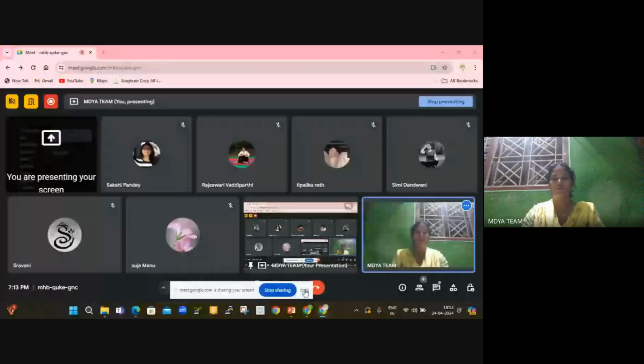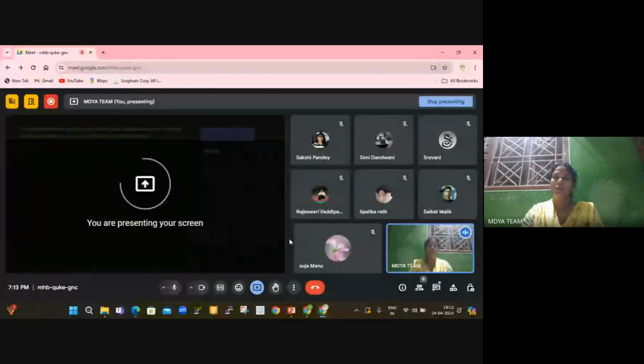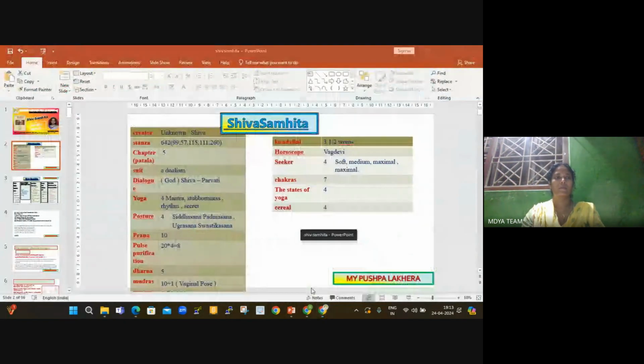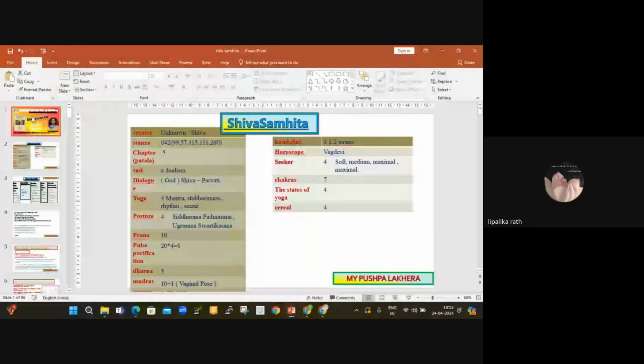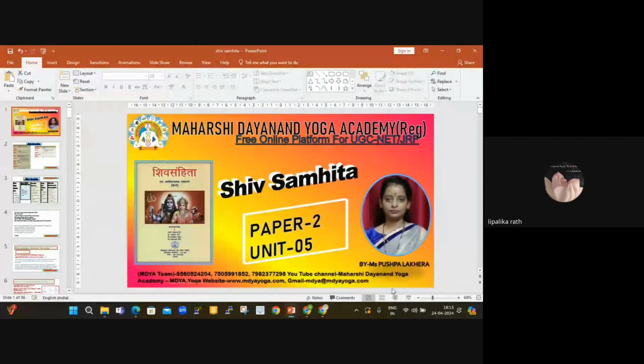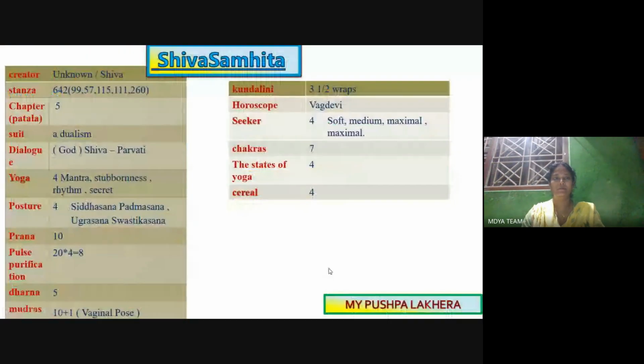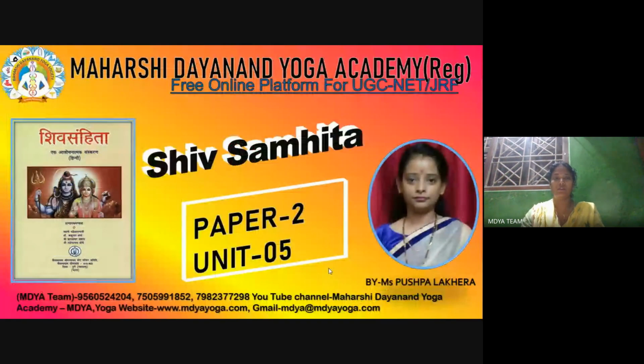I'm showing my screen. Today we are going to start the Vasishtha Samhita, because I am not prepared for that. So we are studying with this slide. I hope if you have any problem, you can unmute yourself and ask me at that time. Yes, my screen is visible. I changed the slide color. I think this one is okay.